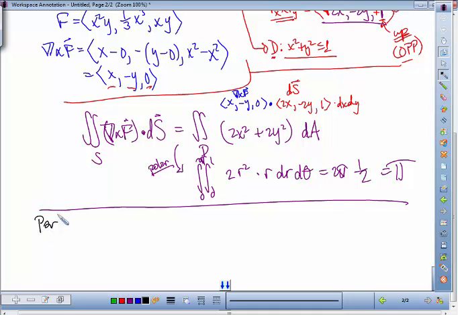We don't have to do it for this problem because we're essentially done with this problem in terms of getting the actual integral. But if we were to do the line integral directly, then we would have had to parameterize the curve.